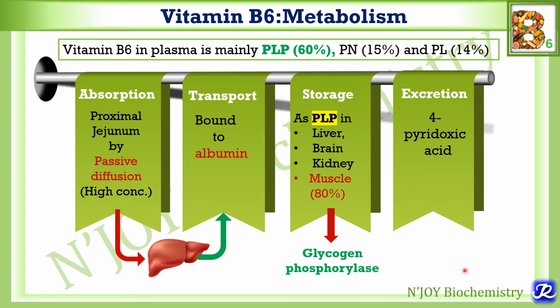And in plasma, vitamin B6 is mainly present in the form of pyridoxal phosphate, that is 60% is pyridoxal phosphate, 15% vitamin B6 in plasma is pyridoxamine, and 14% is pyridoxal.